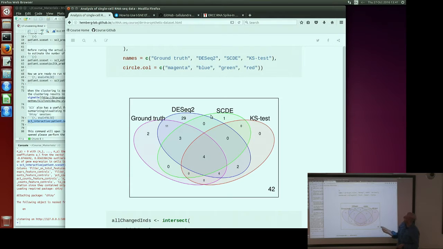So what we can see here, for example, is that we have two genes that were missed by all of these three methods, because they're only in the ground truth. There are six genes that were found by DSeq2 and the KS test, and that were true positives, and so on. And you can see that DSeq2 found a lot of false positives, so a lot of genes that none of the other methods, including the ground truth, found.